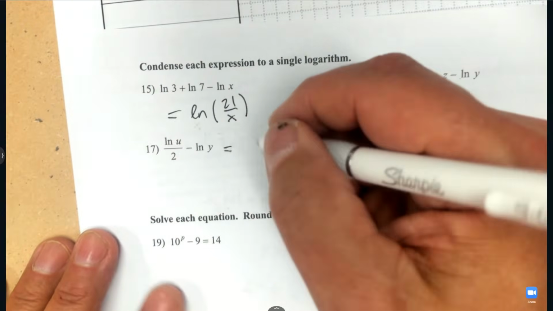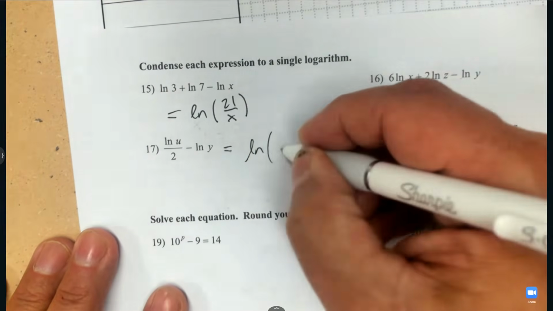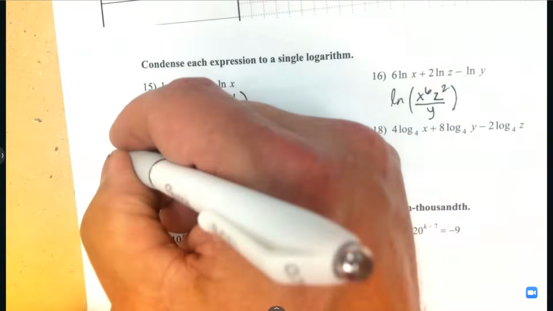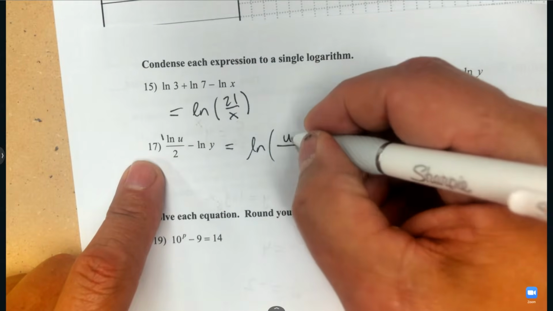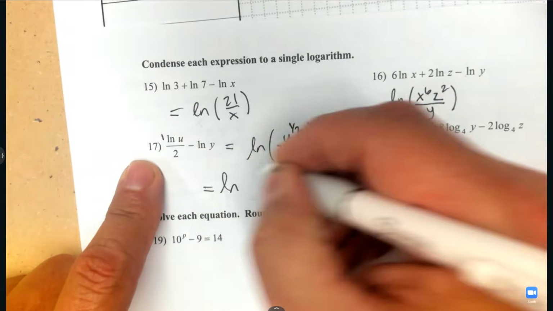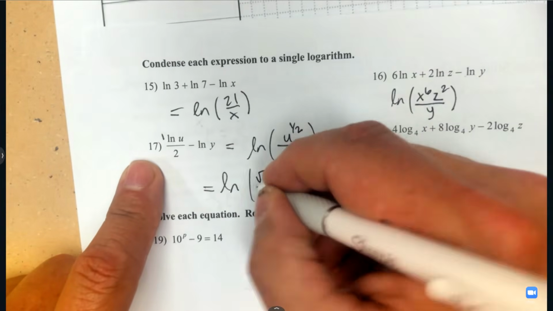Think of this as 1 dividing. Now this is 1/2. So if 1/2 is in front, you'd have the exponent 1/2, which is the same as square root. So this answer is the square root of u divided by y.